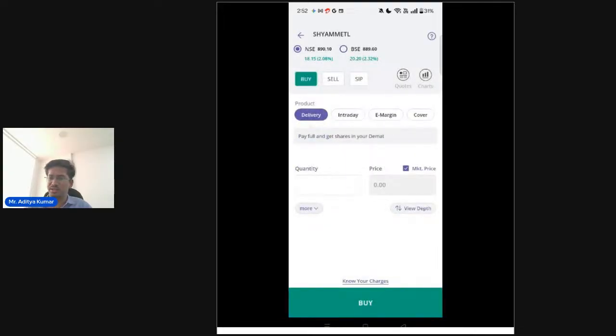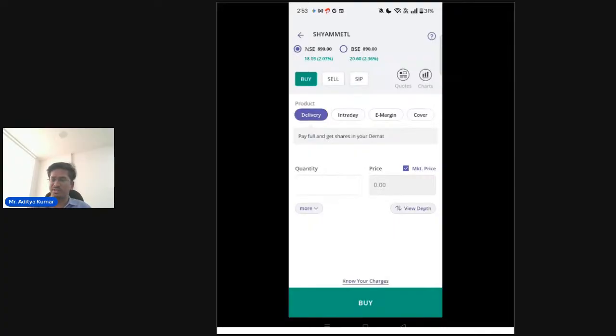Then we have this product, which comprises delivery, intraday, margin, and cover. Delivery is where you pay in full and shares are added to your demat. Best for long-term investment. Intraday is buy and sell within the same day. It is a bit riskier, but square off is required before the market closes, which you need to keep in mind. Margin is buy with a part of the payment and hold for a few days, but there will also be some interest charges after 23 days, though I'm not going further into that.